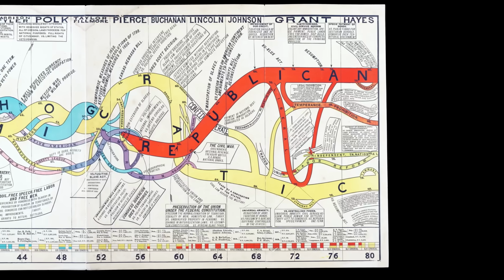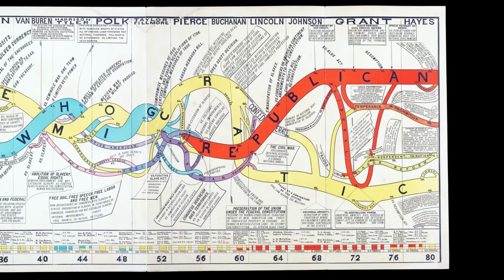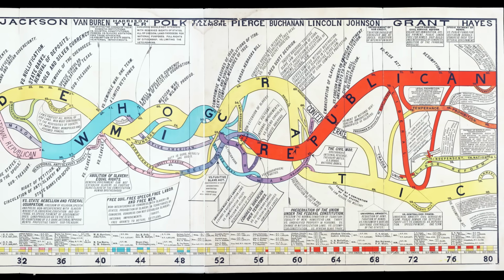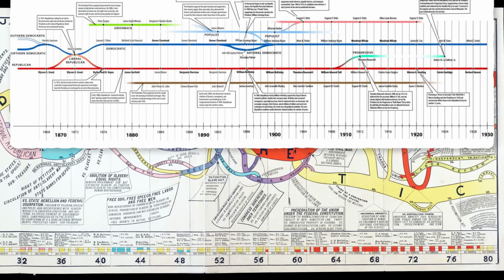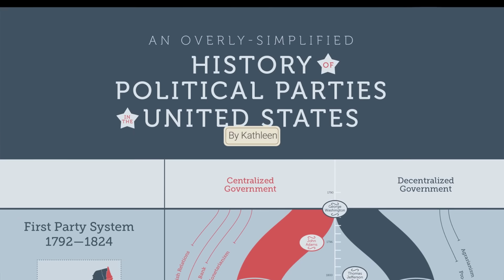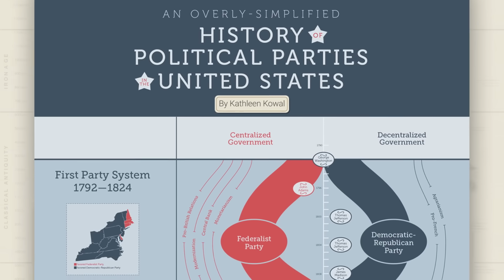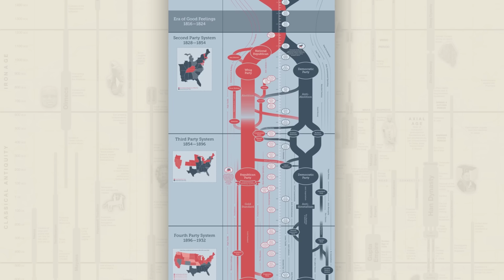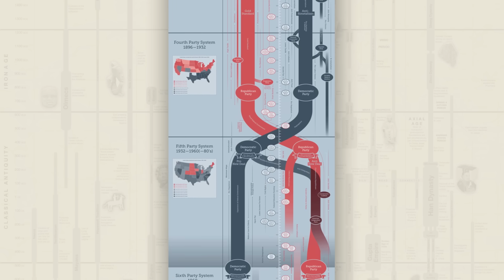Thus, in order to bring things up to date and tell you what happened between 1892 and today, I'm going to have to use a more recent chart. There are several out there, such as this timeline, but the one that I like best is this chart, created by Kathleen Kowal. As you can see, it shows the first three party systems, which we've already covered, but then goes on to show the rest as well, starting with the fourth.